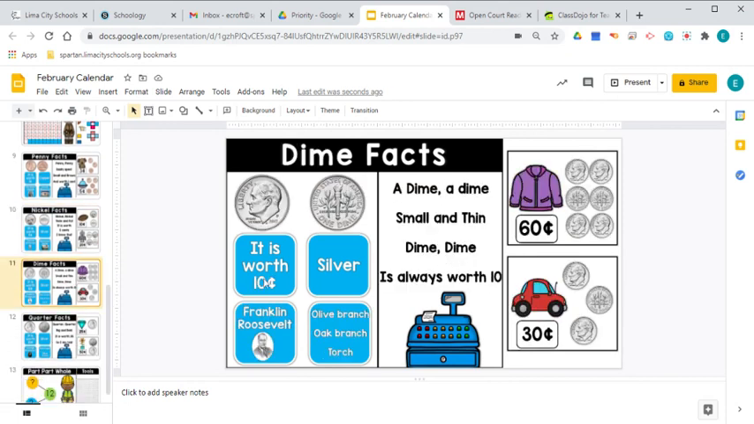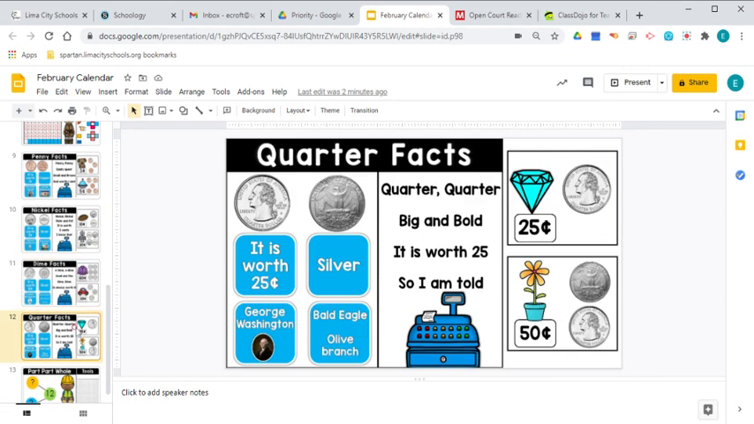This is the dime. It's worth 10 cents. We'll talk more about that tomorrow. And this is our quarter, and it's worth 25 cents. And I'll include another money video for you to practice remembering your coins and how much they're worth.